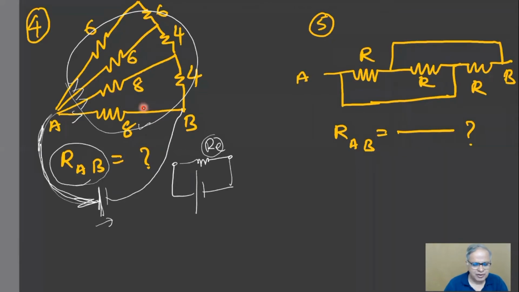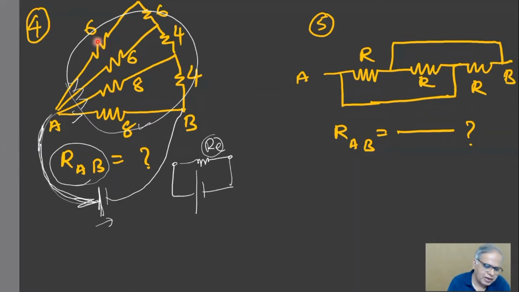Every time you are finding the equivalent resistance between two points A and B like this, start from the other side of the circuit and keep pushing that whole thing to the space between the two points.